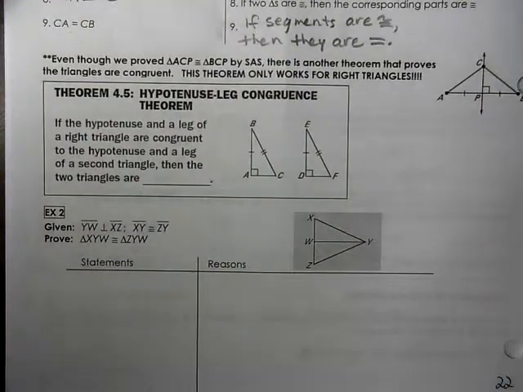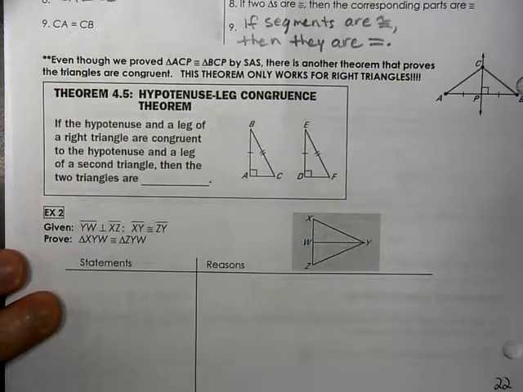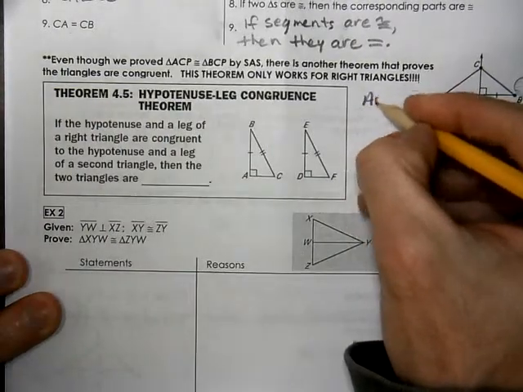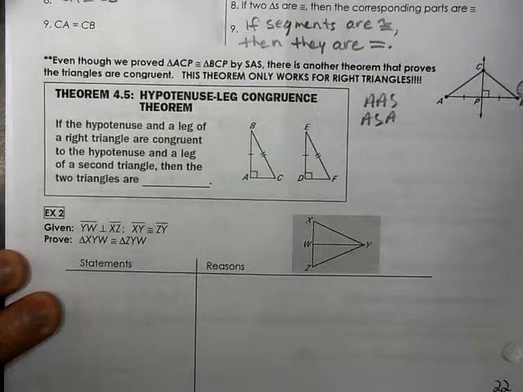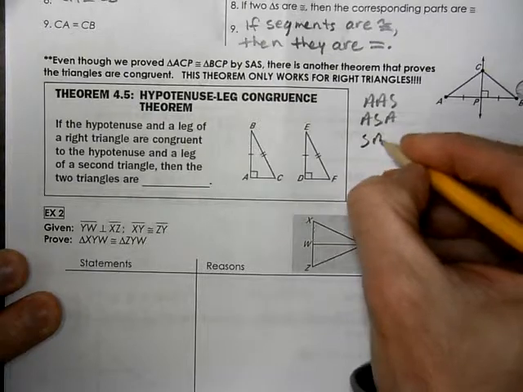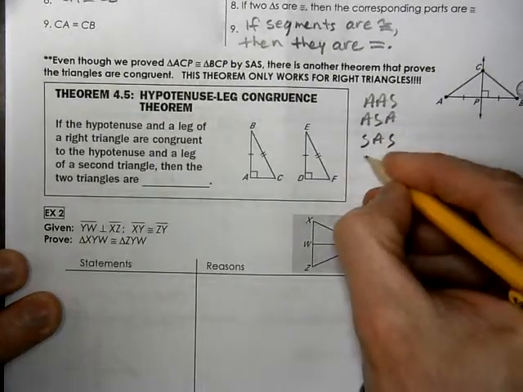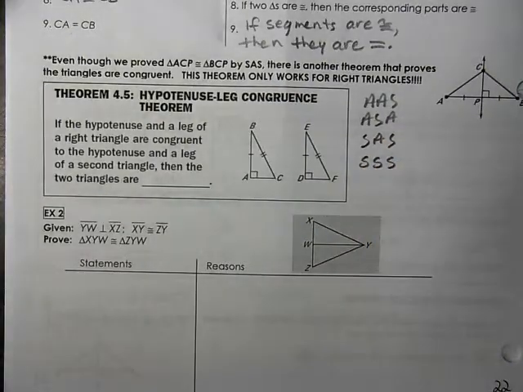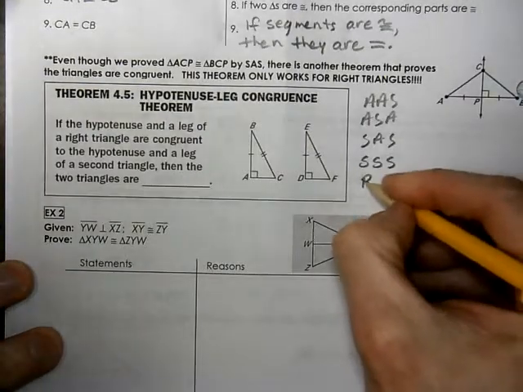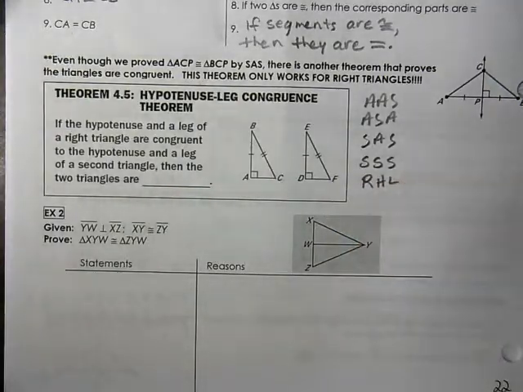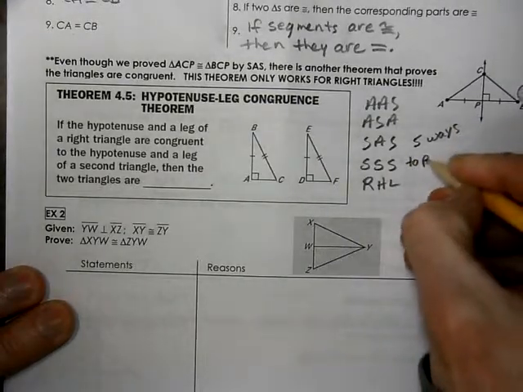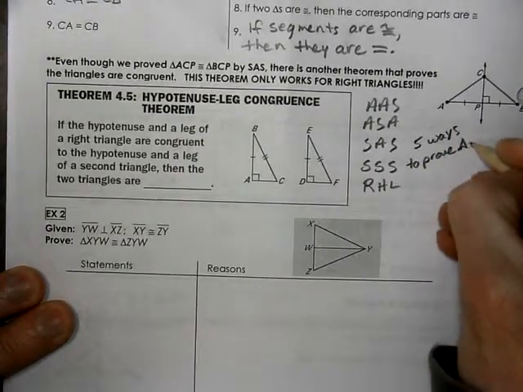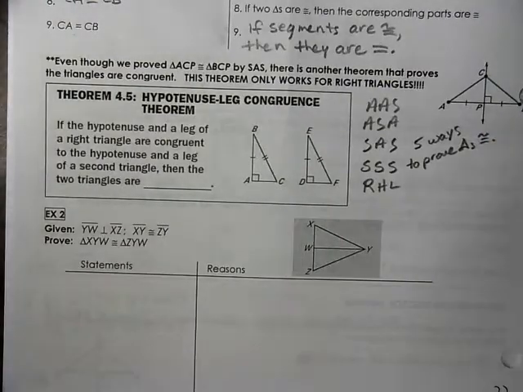We've learned 4 ways to prove triangles congruent. We've learned about angle, angle, side, angle, side, angle. Those are the ones we've learned most recently. Side, angle, side, side, side, side. Those are the 4 ways that we've learned so far. Right now we're going to learn about RHL. These are 5 ways to prove triangles congruent.